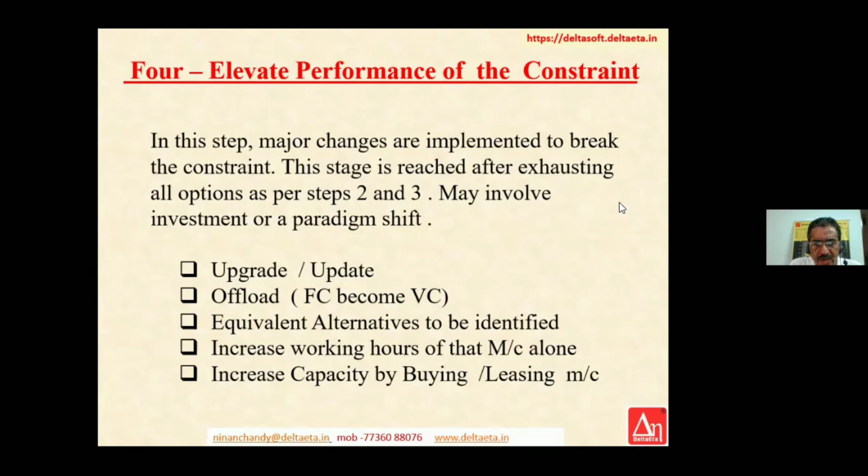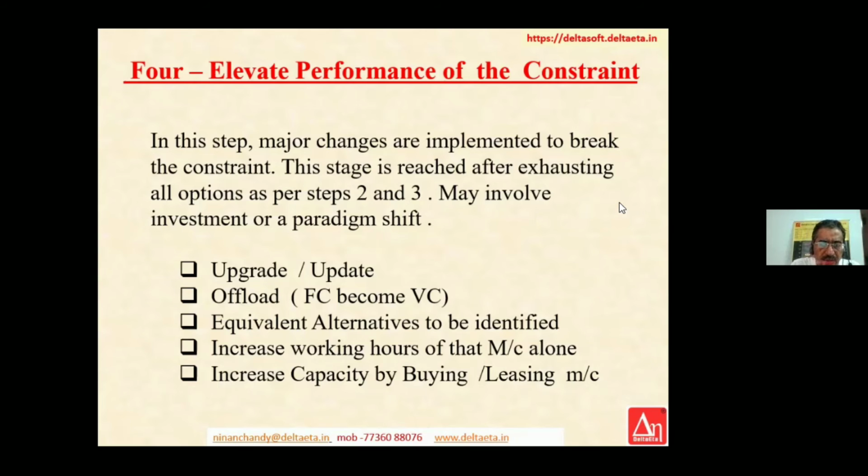We were doing, let's say, 100 pieces with one machine. We are trying to do 110 or 120 with the same one machine by identifying the constraint, exploiting the constraint machine, or making all the activities upstream and downstream go synchronized with the constraint machine. Now, the fourth step is to elevate the performance of the constraint. By this, we mean that you try to make that constraint machine a better machine. There are some ways to do it. One is to upgrade the machine.